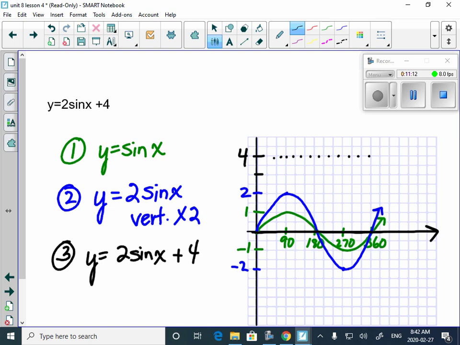And I'm going to run out of room, but this is now the middle, the axis of symmetry for this function. I'm going to move the blue one up 4. So that is my starting place. 2 above 4, so I've not planned as well as I should have. Back to the midline at 180. 2 below the 4 at 270. And back to 0 at 360. So my curve is 4 higher, but it still has an amplitude of 2. And continues there.